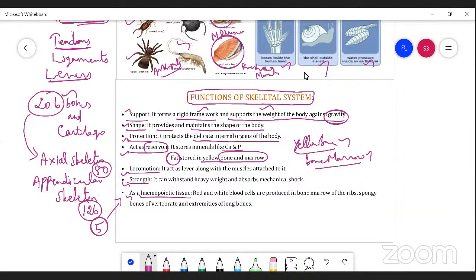The bones store the minerals. What type of minerals are stored in the bones? Calcium as well as phosphorus.